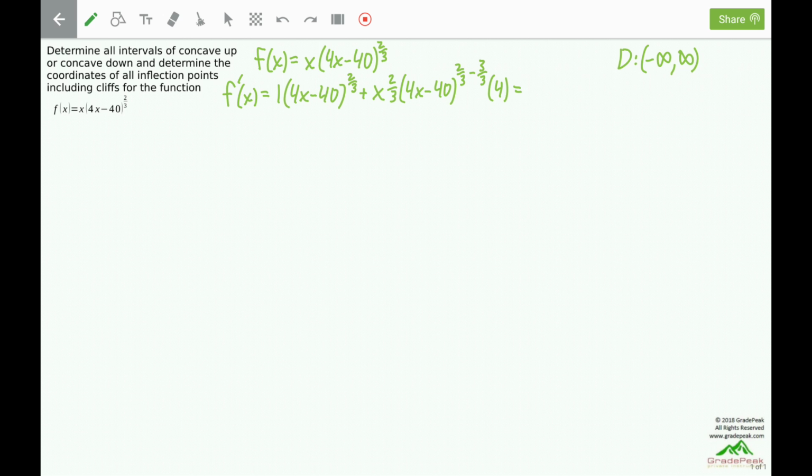The first term is 1 times an expression. 1 times anything is that same thing. So it'll just be 4x minus 40 to the 2/3. The second term, we can collect the constants together. There's a 2/3 and a 4. Multiplying the numerators, 2 times 4 is 8 over the 3. There is an x, and there is the 4x minus 40 to the 2 minus 3, negative 1/3 power.